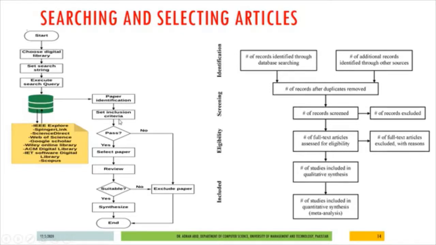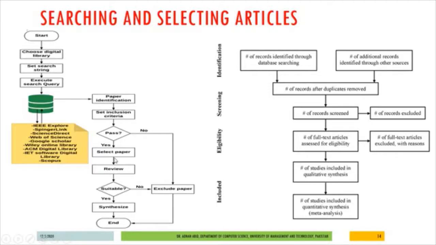After getting those articles, we have to have well-defined inclusion and exclusion criteria for selecting an article or excluding an article from the survey. Based on our inclusion criteria, if that article conforms to our criteria, then we select that paper. Otherwise, we exclude that article. And then for the articles which we have selected, we compile their review, and then we again review them in detail.